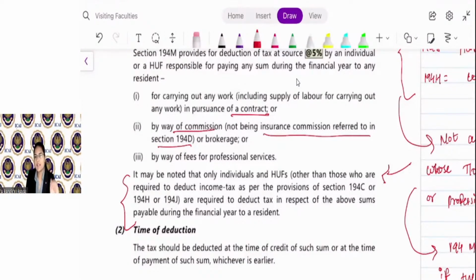So if as an individual, say for example, Mr. X is having turnover more than 1 crore in last year, that is in previous year 21-22, then in current previous year, that is 22-23, he is required to deduct TDS under section 194C. So he is not required to deduct TDS under 194M. Say for example, Mr. X is having turnover of less than 80 lakh rupees in previous year 21-22. Then in previous year 22-23, he is required to deduct TDS under section 194M if all the conditions of section 194M are fulfilled and not under section 194C.